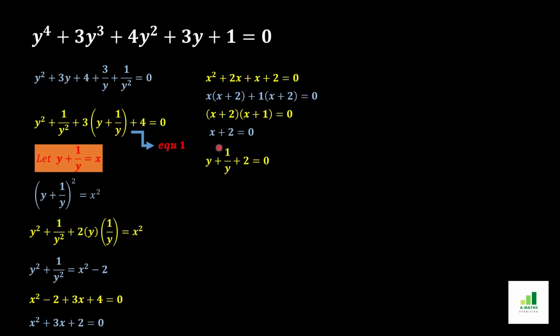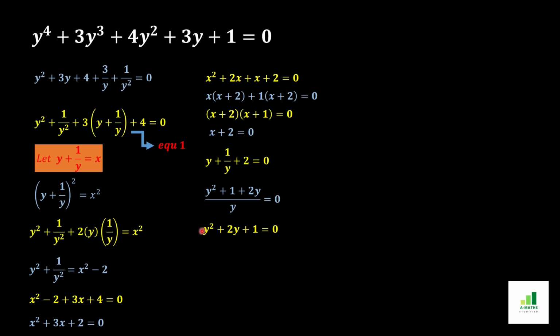Now we will simplify this equation by taking LCM, and we will get (y square plus 1 plus 2y) over y equal to 0. Now this y will multiply with this 0, and it will become a 0 value, and after arranging this equation we get y square plus 2y plus 1 equal to 0. And you can see that this equation is also a quadratic equation and a factorizable equation.